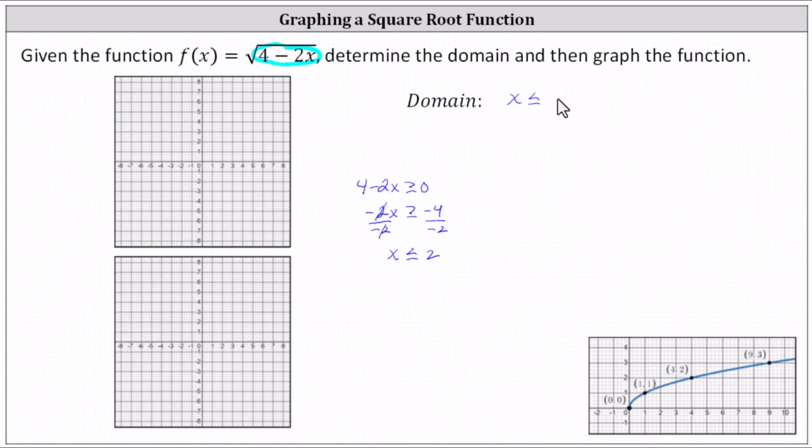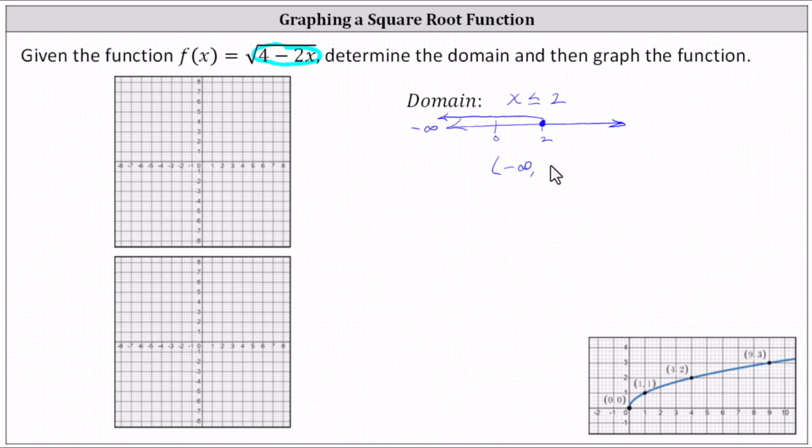Let's also graph the interval on the number line. The interval includes 2, so we have a closed point on 2 and an arrow to the left approaching negative infinity, which indicates, using interval notation, the domain is the interval from negative infinity to positive 2. The interval is closed on 2, or includes 2, and therefore we use a square bracket to the right of 2.